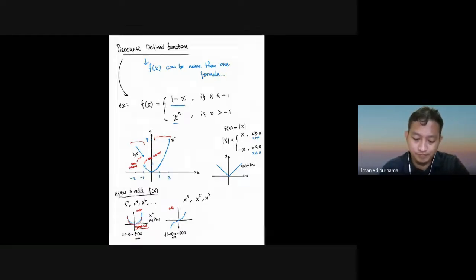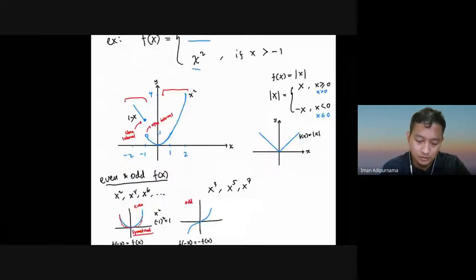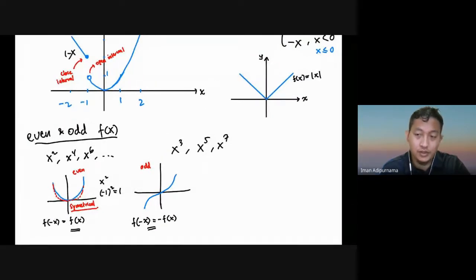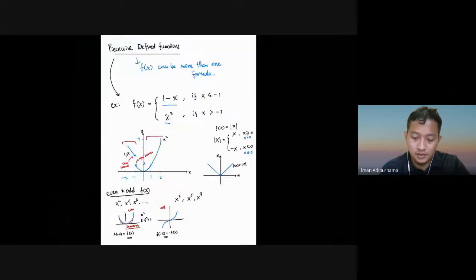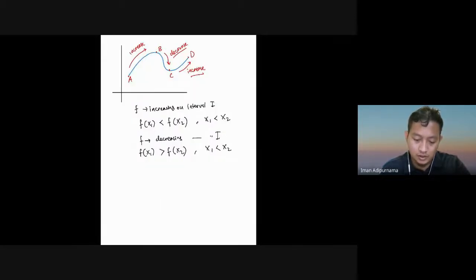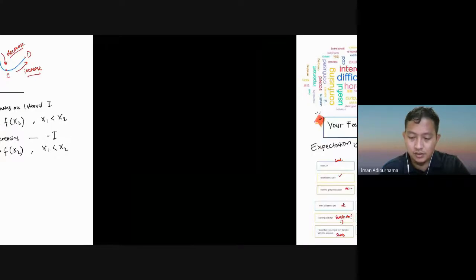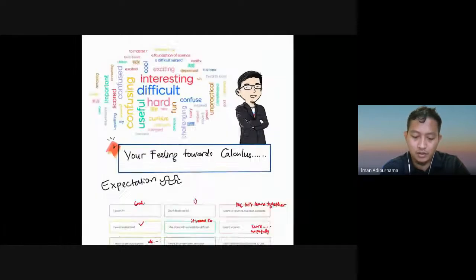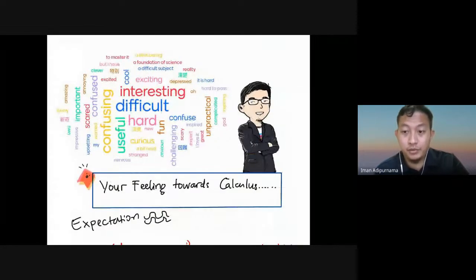Okay, and then we went on to learn about even and odd functions. We learned increasing functions and decreasing functions. I think we stop here, and then we go a little bit into some feedback from you.